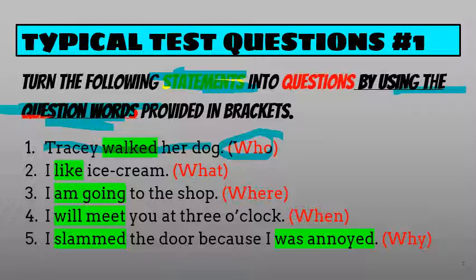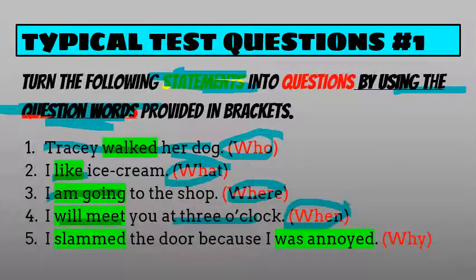Tracy walked her dog. I like ice cream, and here I want you to start with what. I am going to the shop. Here I want you to start with where. I will meet you there at 3 o'clock. Then I want you to start with when. And I slammed the door because I was annoyed. And there I want you to start with why.